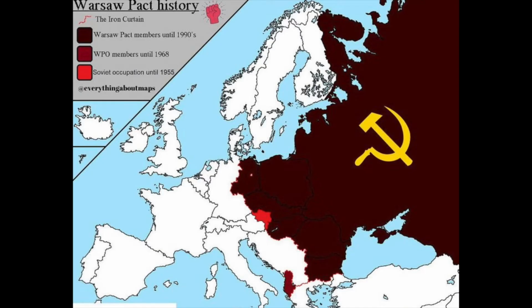Now, this is the Warsaw Pact history, but the reason I added this, just look at the crazy amount of land that the Soviet Union had right after World War II. They controlled, look at, they were far into Europe. That's farther than the Mongol Empire went into Europe.